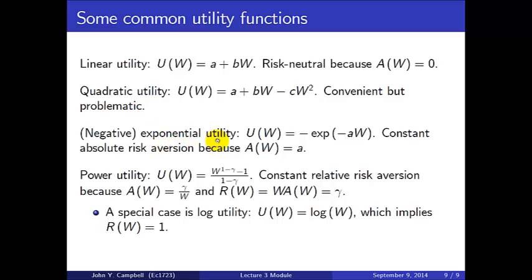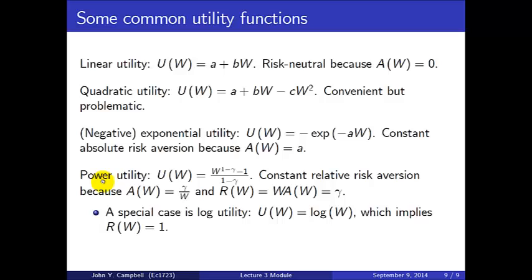Another functional form is called exponential utility, or if we're being very precise, negative exponential utility. We write it u of w equals minus e to the minus aw, minus the exponential of minus aw. And if you take the derivatives, that's got constant absolute risk aversion because a of w, the absolute risk aversion function, is just this little a, this exponent here.